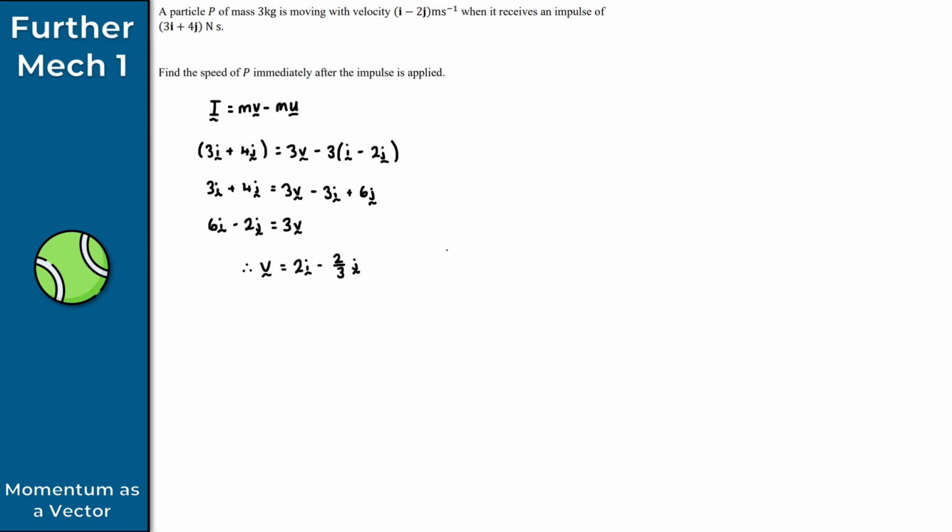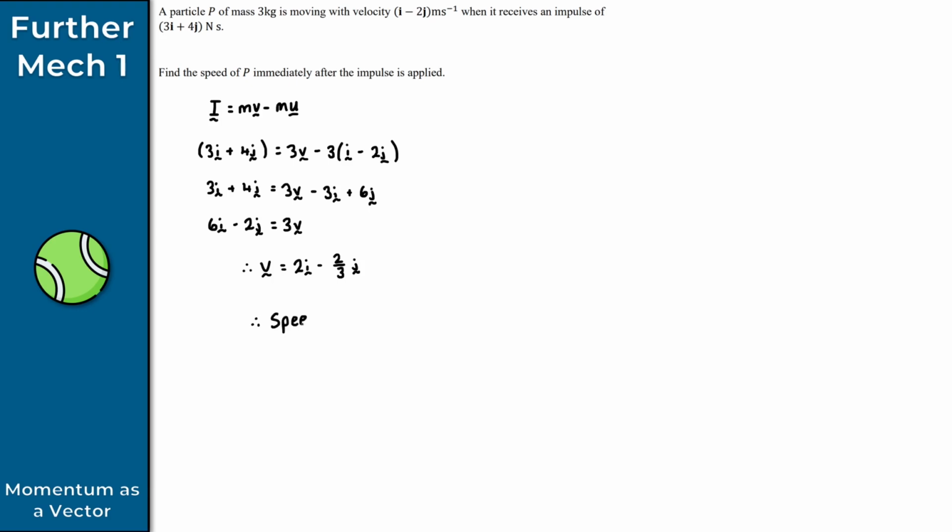So this here is the final velocity v, that's 2i minus 2 over 3j. Now, what the question's asking for is the speed of P immediately after the impulse is applied. So don't forget, speed is equal to the magnitude of the velocity vector.